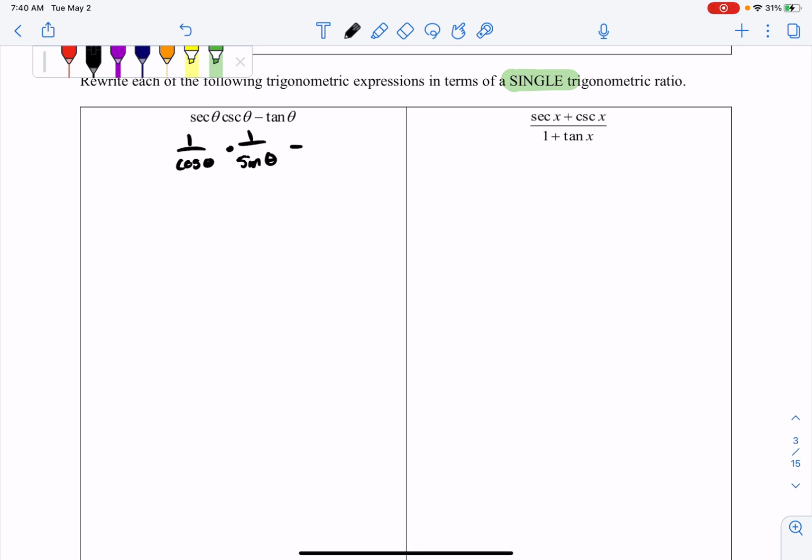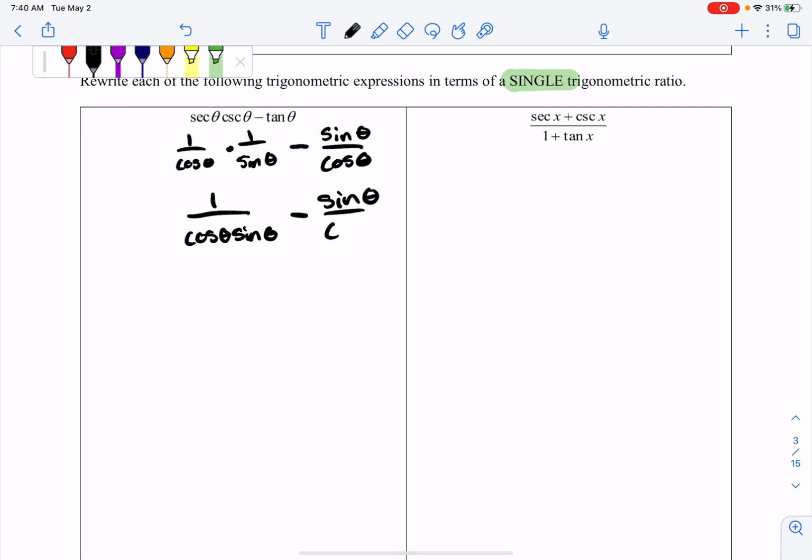And tangent is a ratio, we're subtracting tangent, the ratio of sine theta over cosine theta. All right, so on the left, simplifying this, I get 1 over cosine theta sine theta minus sine theta over cosine theta. Well, in order to combine these, I need a common denominator, which means this guy over here needs a sine theta on the bottom. So I'm going to multiply by sine theta over sine theta, because that's just 1. I can multiply anything I want by 1 and keep it the same, but now I'm going to have a common denominator, which is what I want.